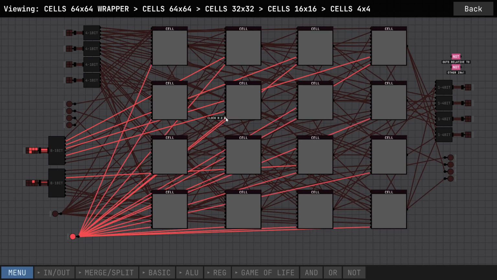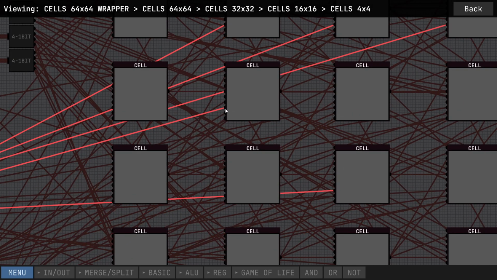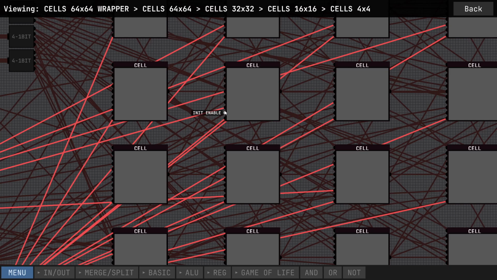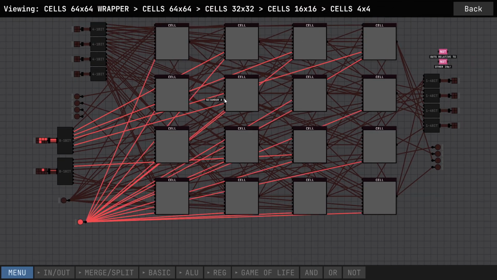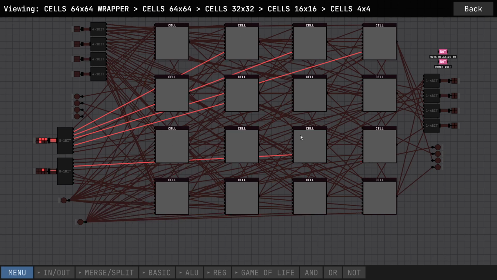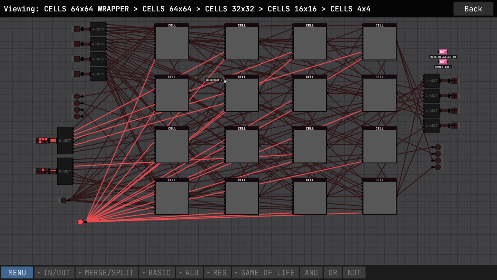Because here each cell basically has a clock input, 2 bits for the initialization phase or like writing the input. And then it has 8 neighbor pins. And then I basically just had to make sure that for the 8 neighbor pins, each of the 8 neighbors connects to exactly one of those neighbor pins.